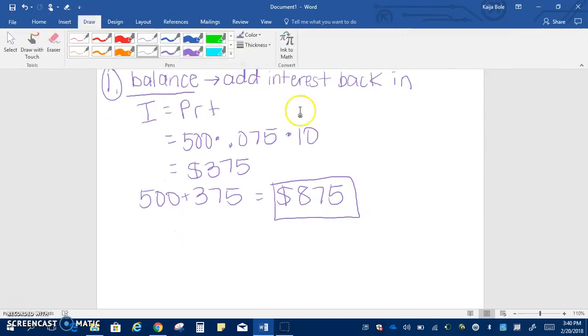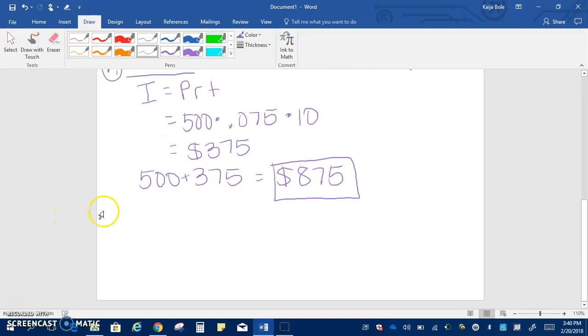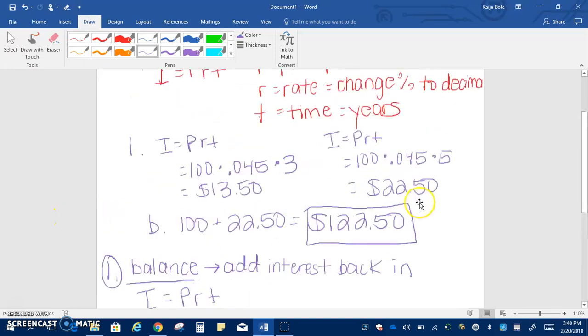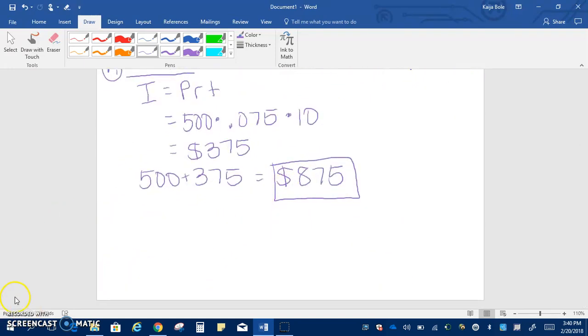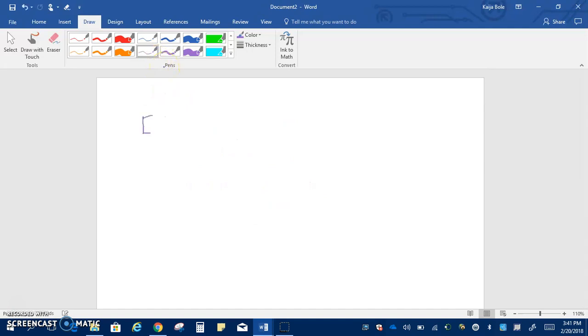Oops. So now example 2. Oh boy. Alright, I had to open up a new Word document.